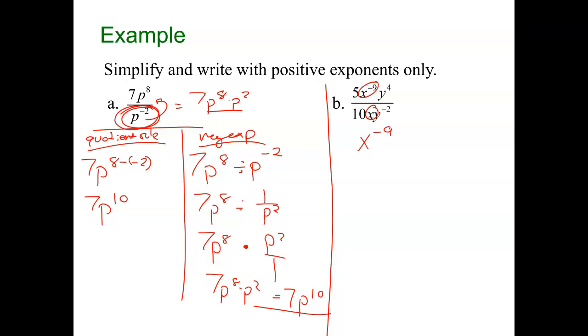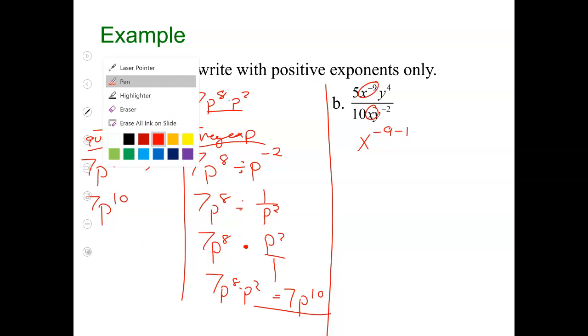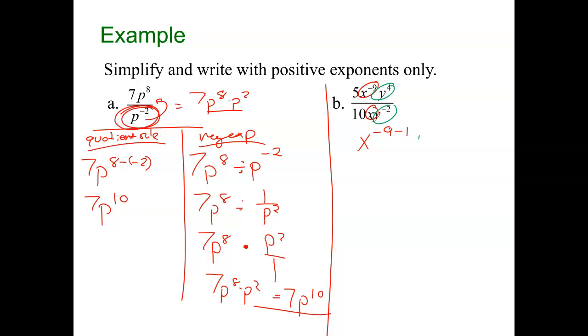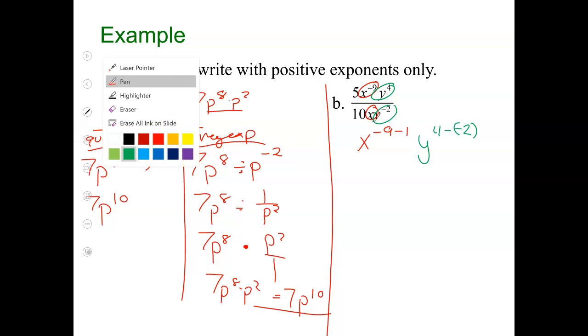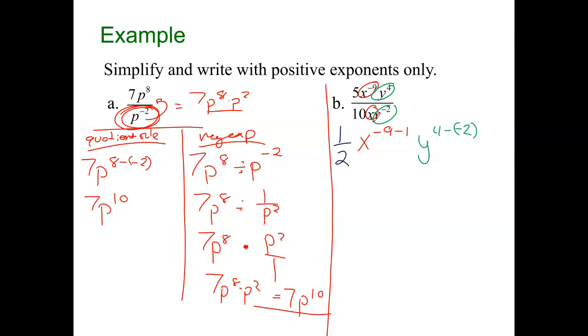X, negative 9, minus 1. Alright? And then 4 minus. I can do it again with the y's. Y to the 4 minus negative 2. And then 5 over 10, just simplify it. What's 5 over 10 simplify to be? 1/2. Okay? So we simplify that. I end up with 1/2 times x to the what? Negative 10. Negative 10 times y to the 6.